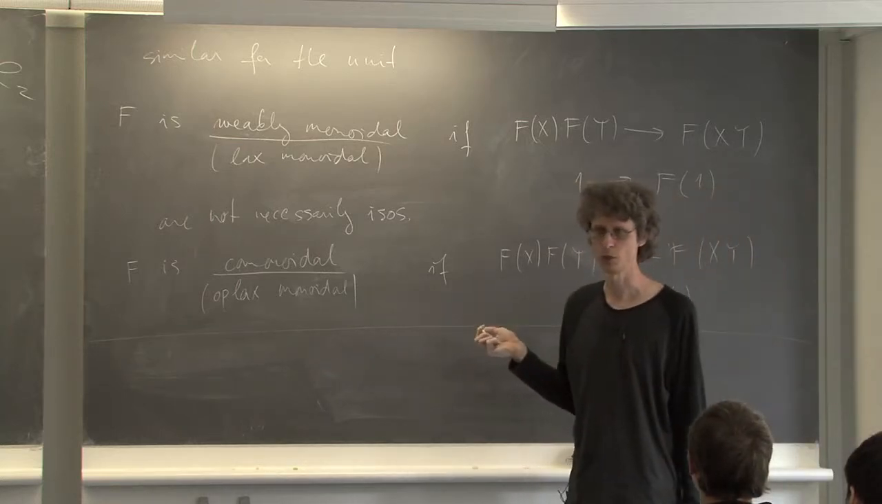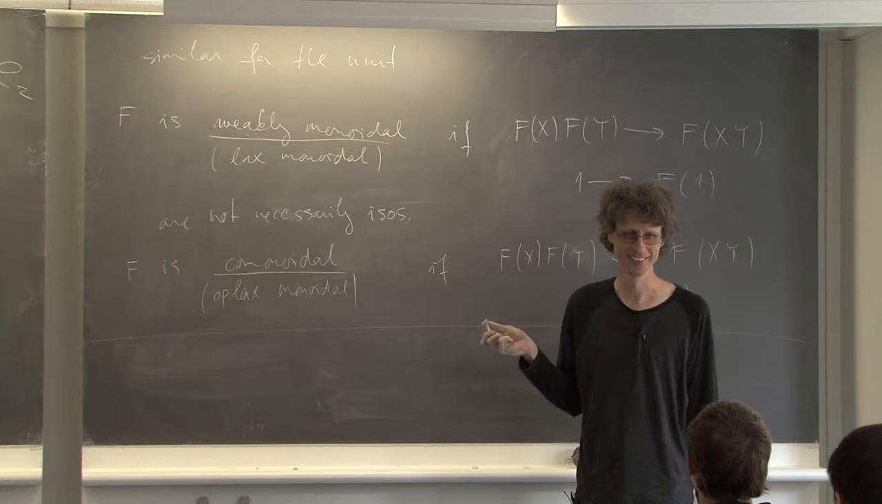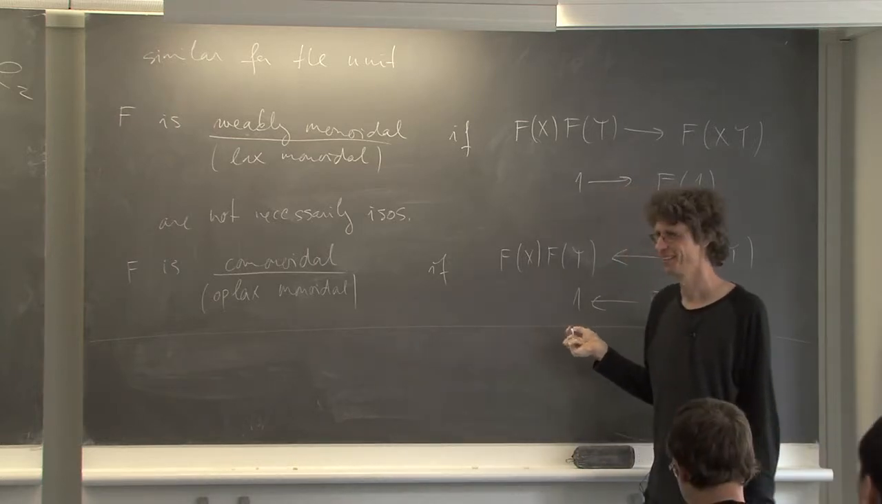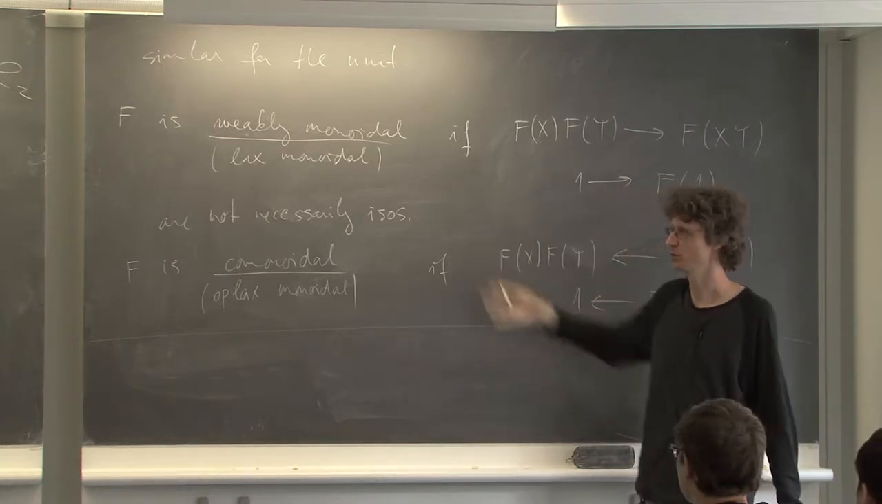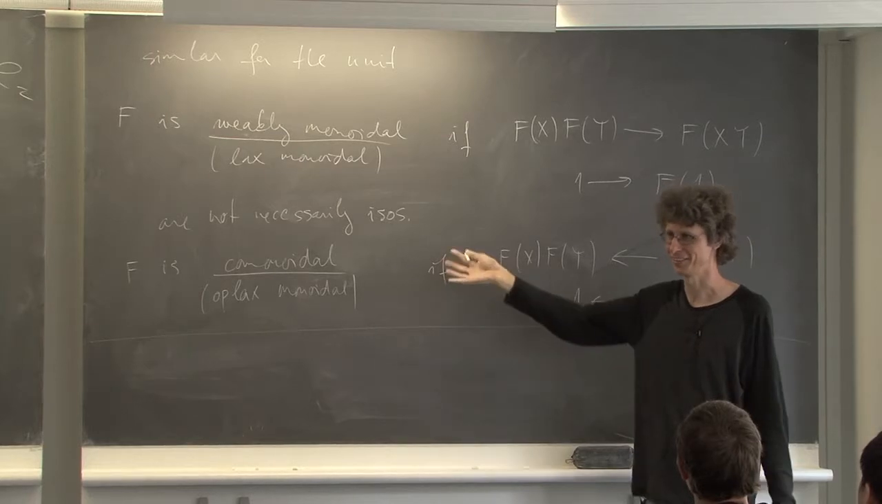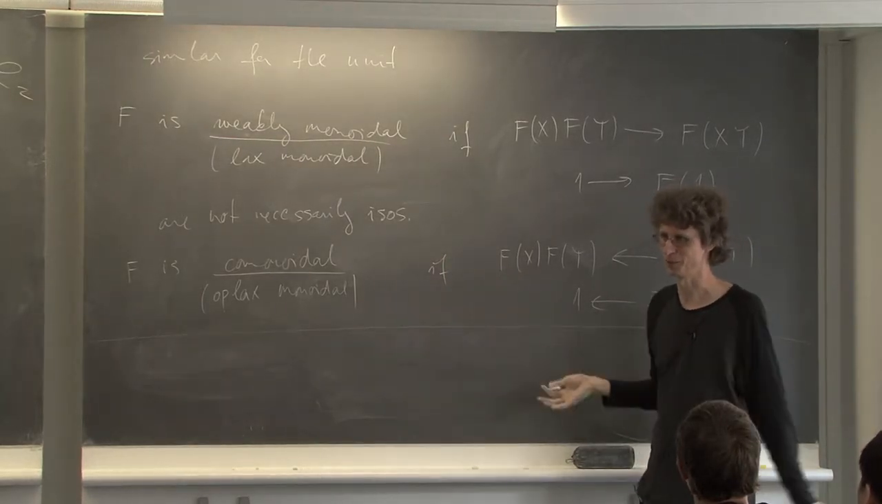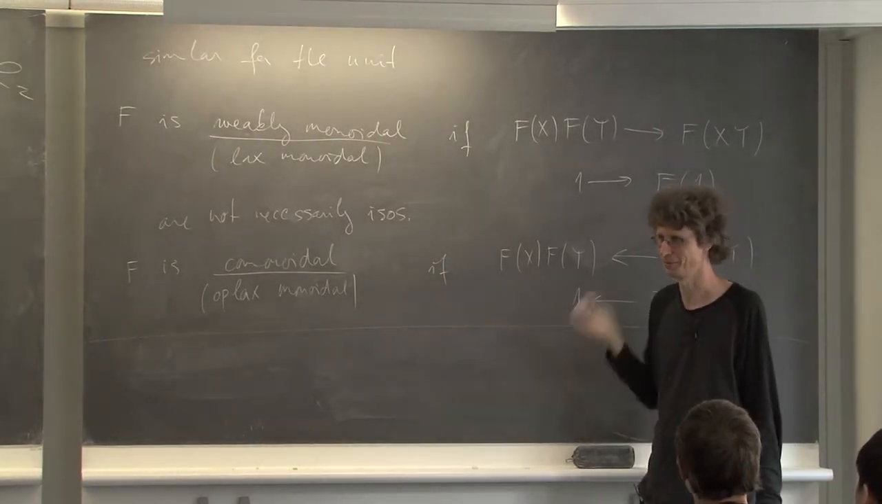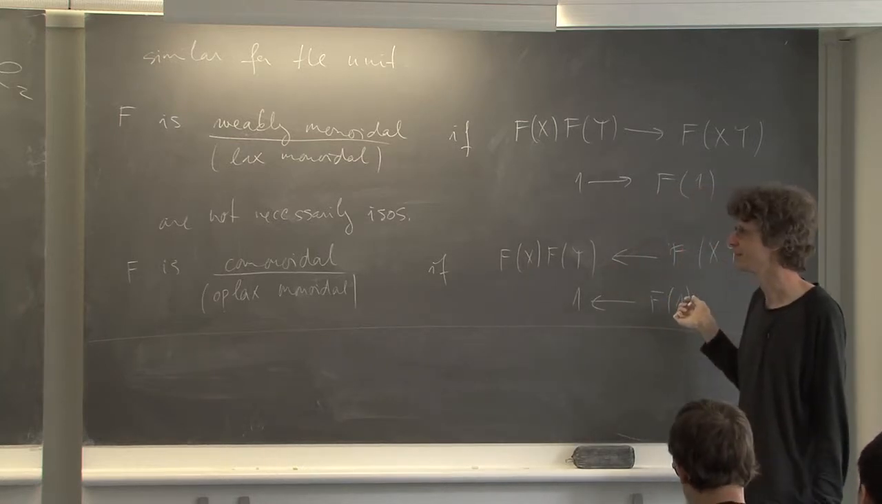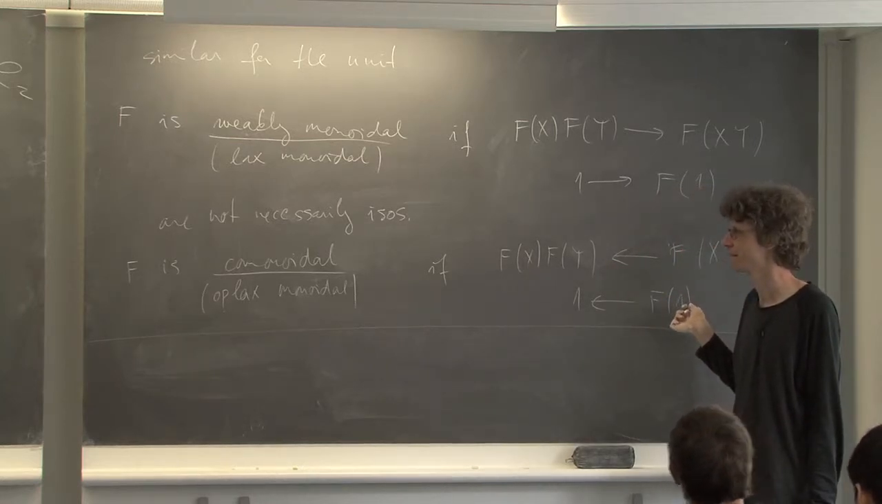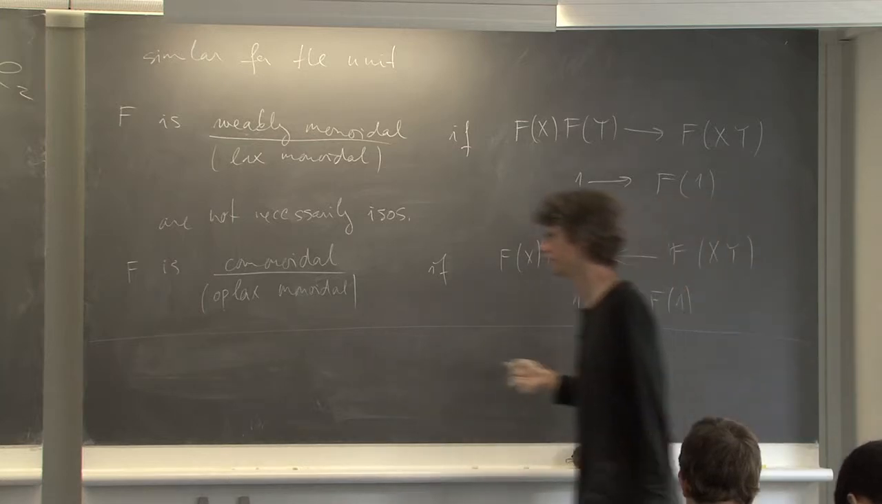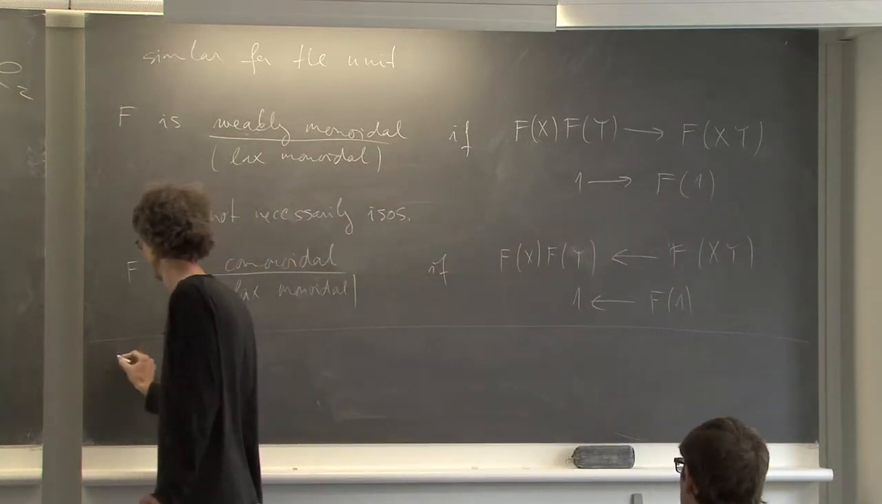Okay, so now you see why I didn't introduce this terminology before. It's just a lot of words, but it simply says that it's a functor which is compatible with monoidal structure. There is nothing else to it. And some examples that we already saw.